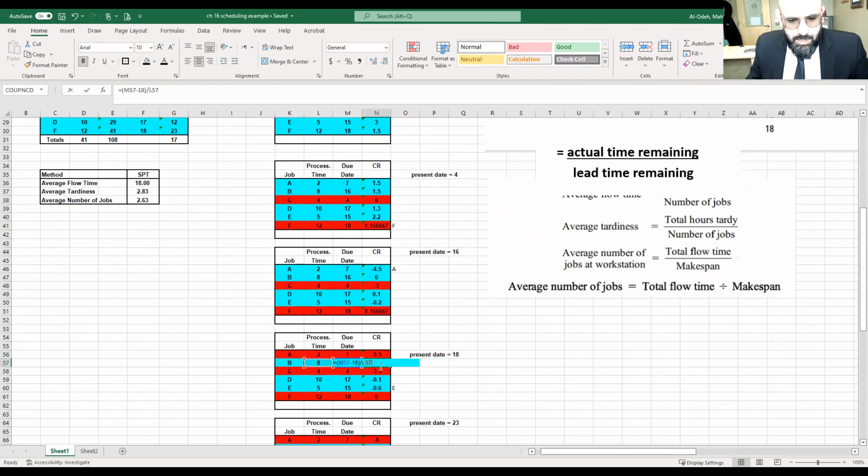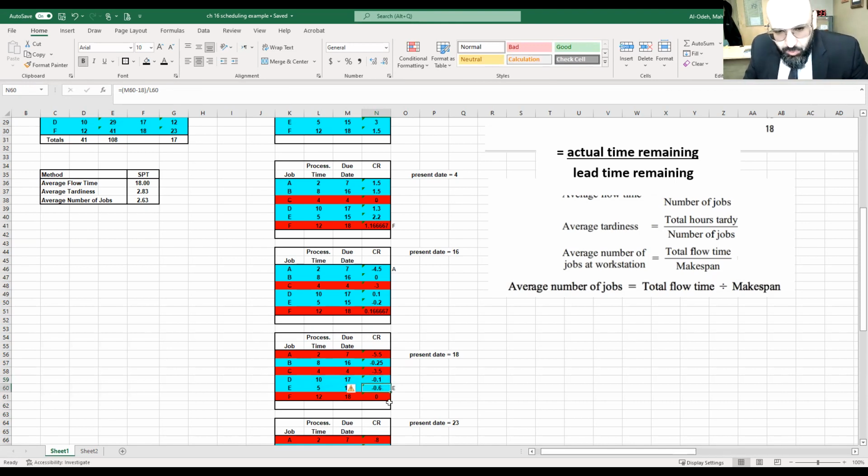Now let's calculate the CR considering the present day of 18. The CR for B is the due date 16 minus 18, divided by 8. That will give you a negative 0.25. And for D, the due date is 17 minus 18, divided by the processing time 10, which is negative 0.1, and negative 0.6.